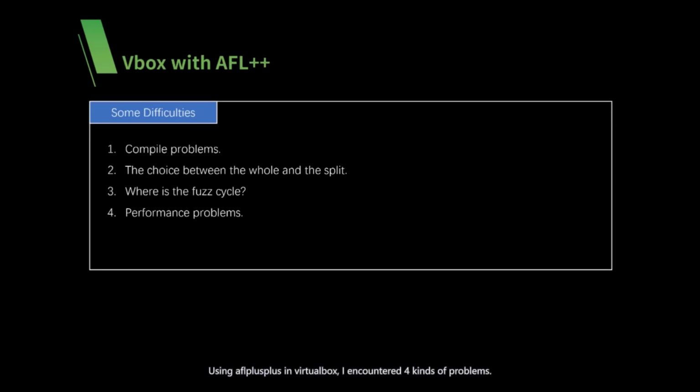Using AFL++ on VirtualBox, I encountered 4 kinds of problems. The first is the problem of failing to compile. The second is the problem of choosing whether to fuzz as a whole or split into independent components for fuzzing. In addition, where is the loop of fuzzing? Finally, how to improve the performance of fuzzing.